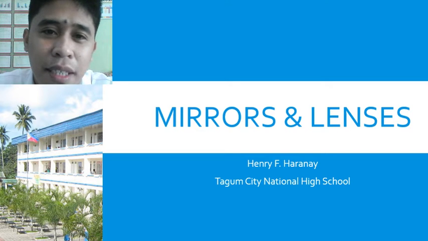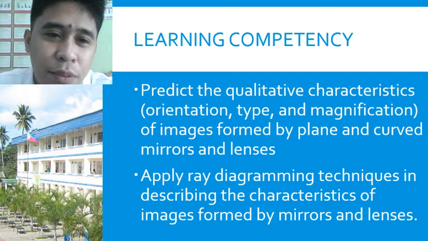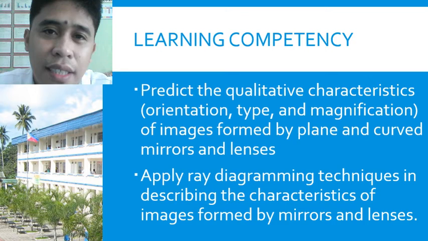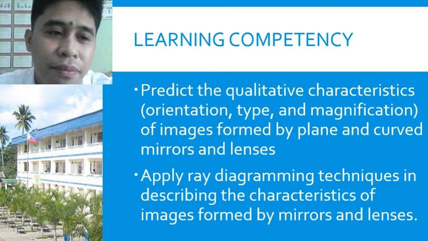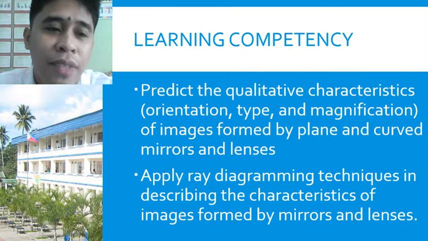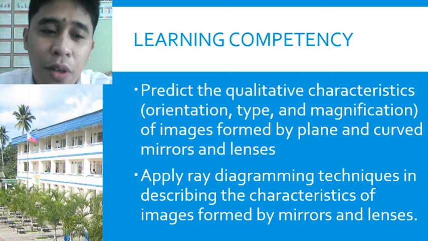We will be guided by our target learning competency, which is to predict the qualitative characteristics such as orientation, type, and magnification of images formed by plane and curved mirrors and lenses. We will also be applying ray diagramming techniques in describing these characteristics of the images formed by mirrors and lenses.